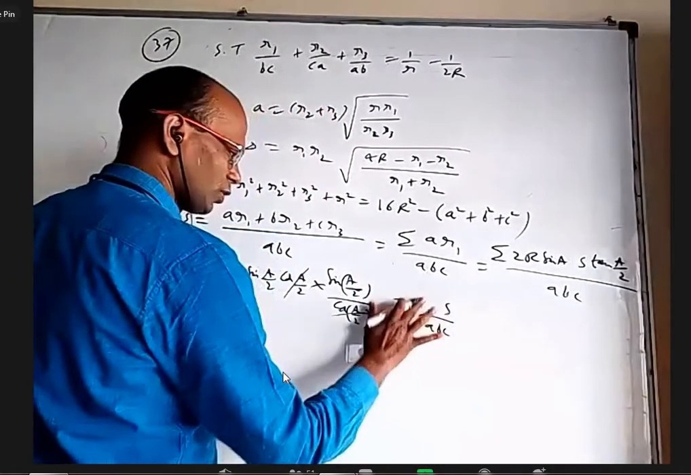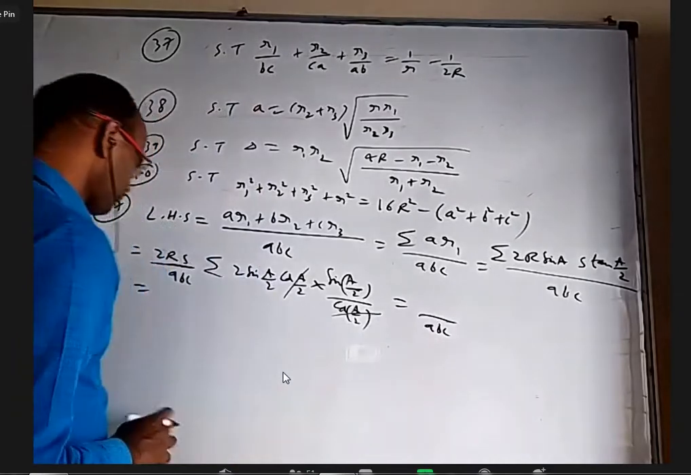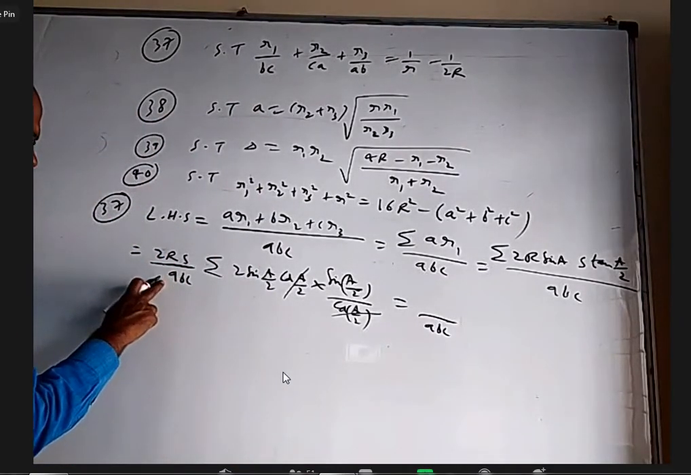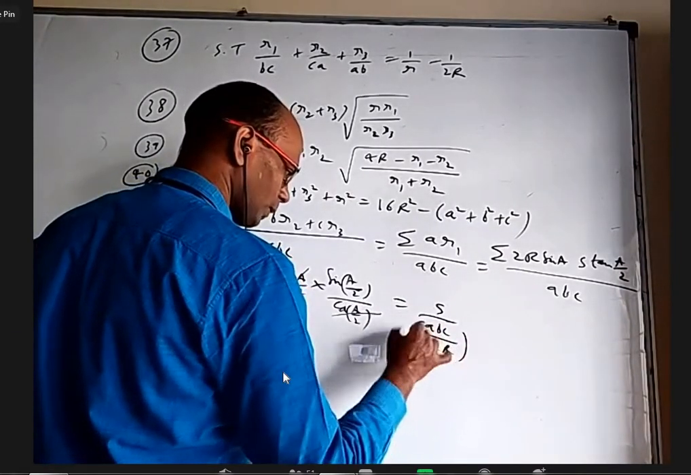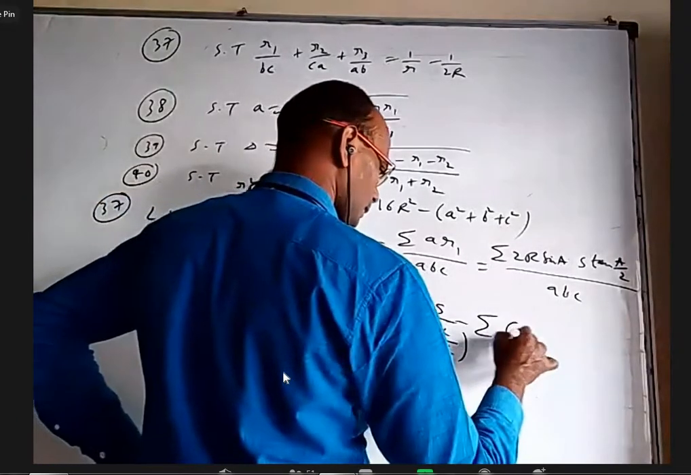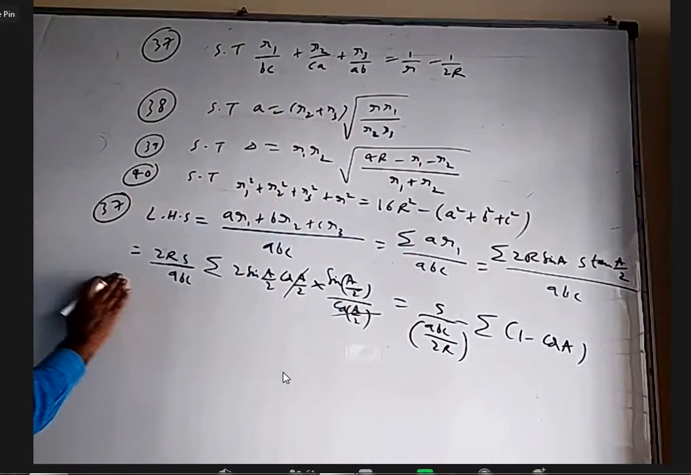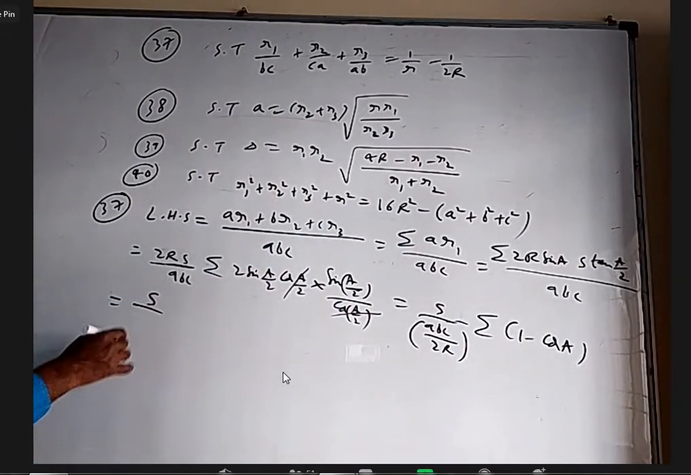Of course, I can bring one 2 also here and write. I want to write abc by 4R. Multiply 1, 2 here. I write S by 2R here. This is 2 sin square A/2, I can write 1 minus cos A. S by abc by 4R is delta, so this will be 2 delta.